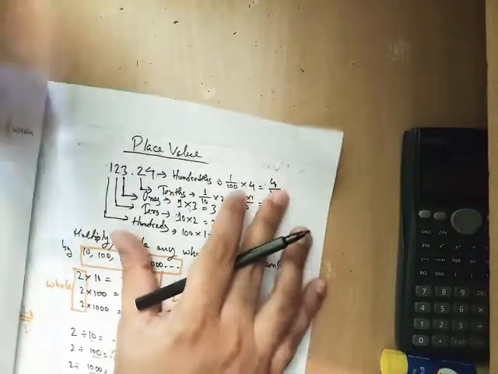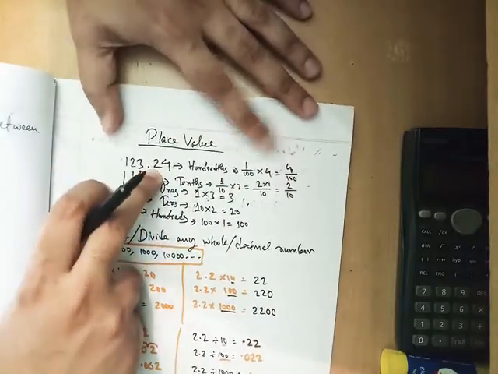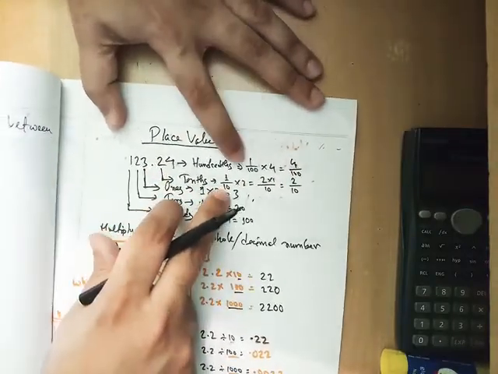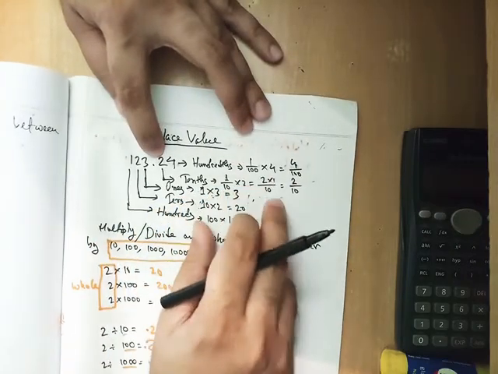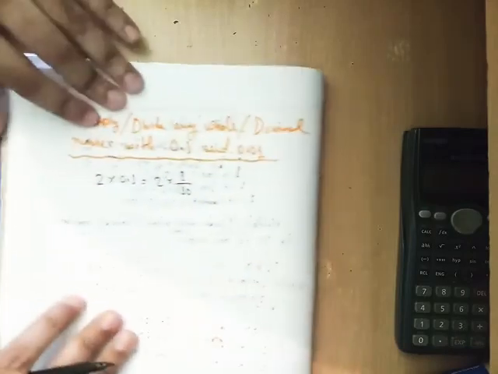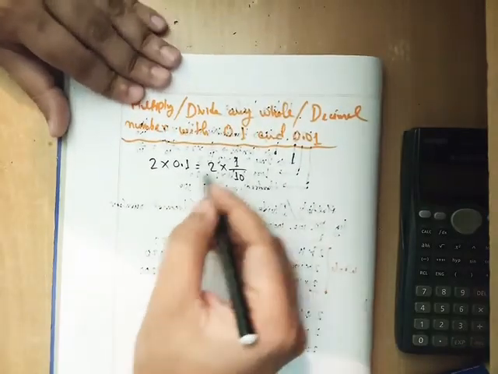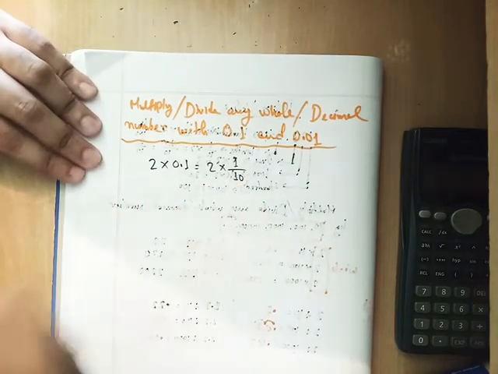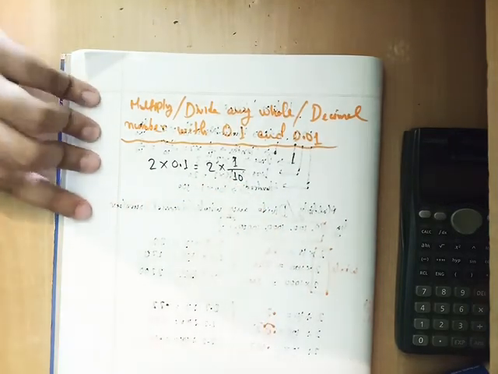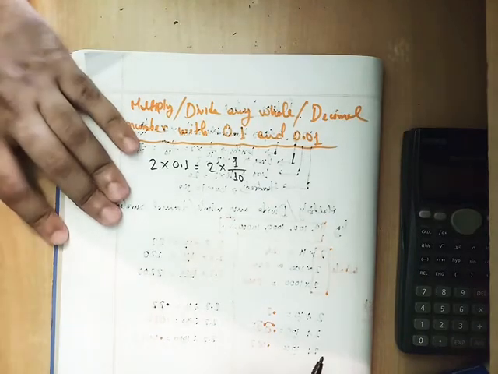If you see this 10th place here, the place value is 1 by 10, and we had the digit 2 here, that is why it was 2 by 10. But as we have here 0.1, so this is the 10th place, and I'll write it as 1 by 10. There is another way, it's not an orthodox way of doing it, but it's very easy to understand.